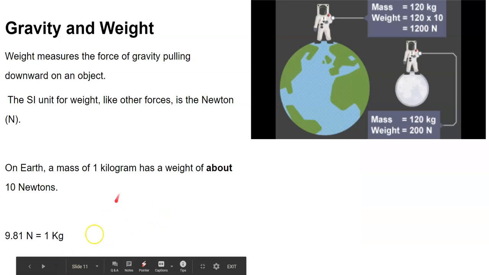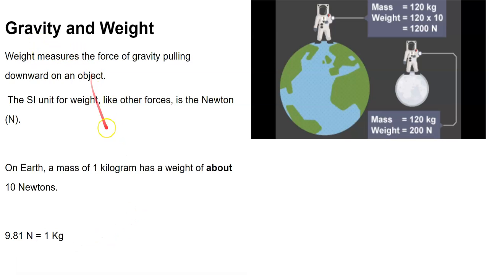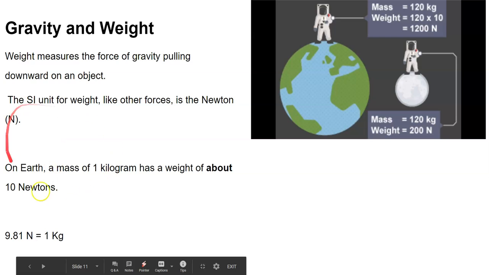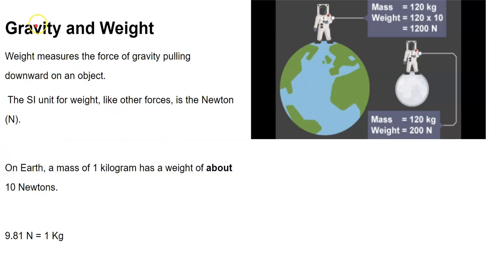All right, so we are back after you watched the video. One last little thing for us to think about and have written down in our notebooks: gravity and weight. So this is kind of a summary. Weight measures the force of gravity pulling downward on an object. The SI unit for weight, like other forces, is the Newton. So when we're doing calculations, the SI unit for weight is a Newton.